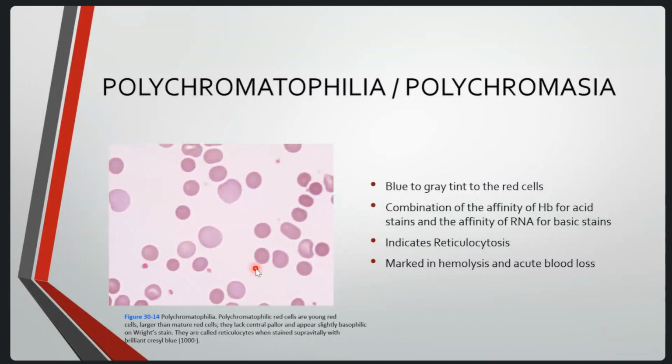Next, we have polychromatophilia or polychromasia. These are a bluish to grayish tint to the red cells because of the presence of RNA. This is seen in reticulocytosis. These are actually reticulocytes as you see them in the peripheral blood, and this can be an indication of hemolysis or acute blood loss.